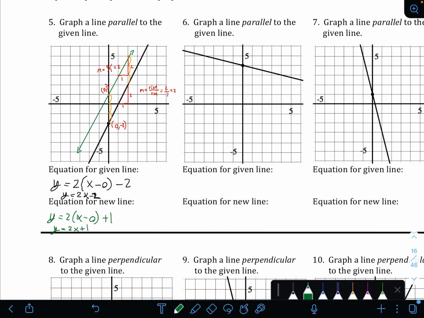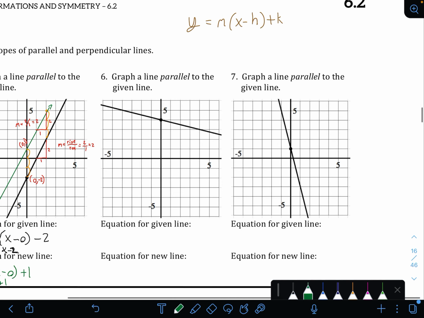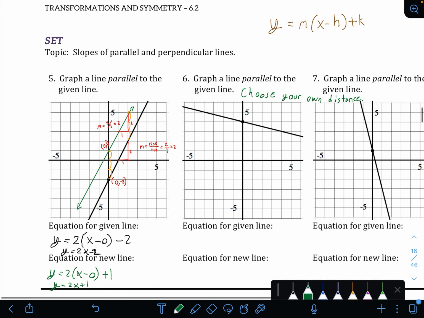You might notice something with each of the parallel lines. Now, I chose to go up 3. For these parallel lines, I want you to choose your own distance. Okay? And I'm going to write it right over here. We shifted up 3. Okay, and that's how I got a parallel line.